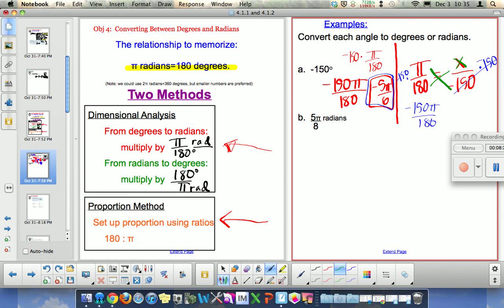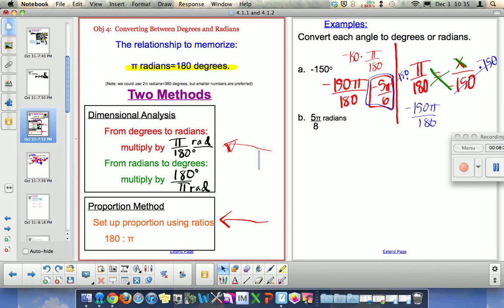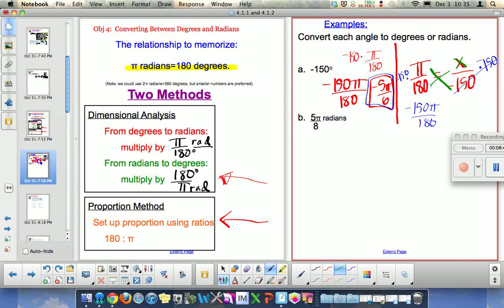So let's look at radians to degrees. Now when we go radians to degrees, we're going to use the method of timesing by 180 over pi if I'm using dimensional analysis. So I'm going to do 5 pi over 8 times 180 over pi in order to turn it into degrees. I'm going to do some simplifying as I go.